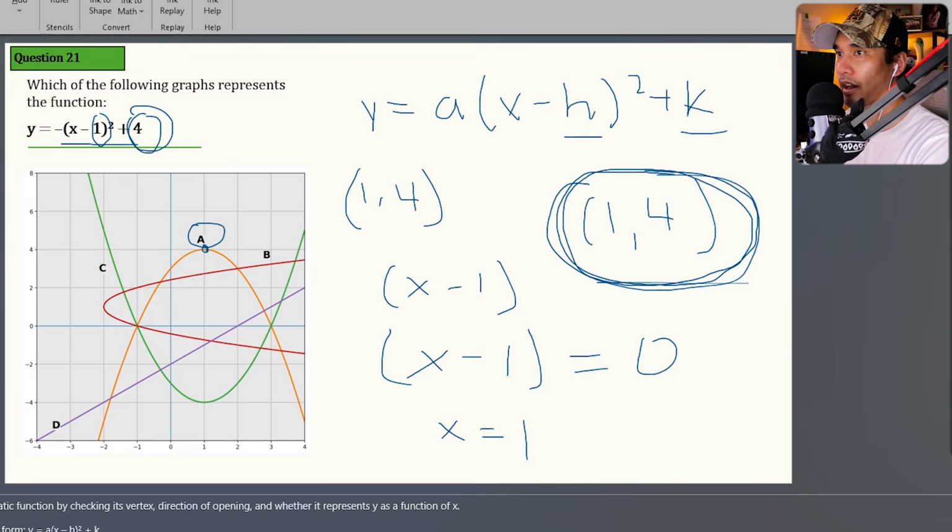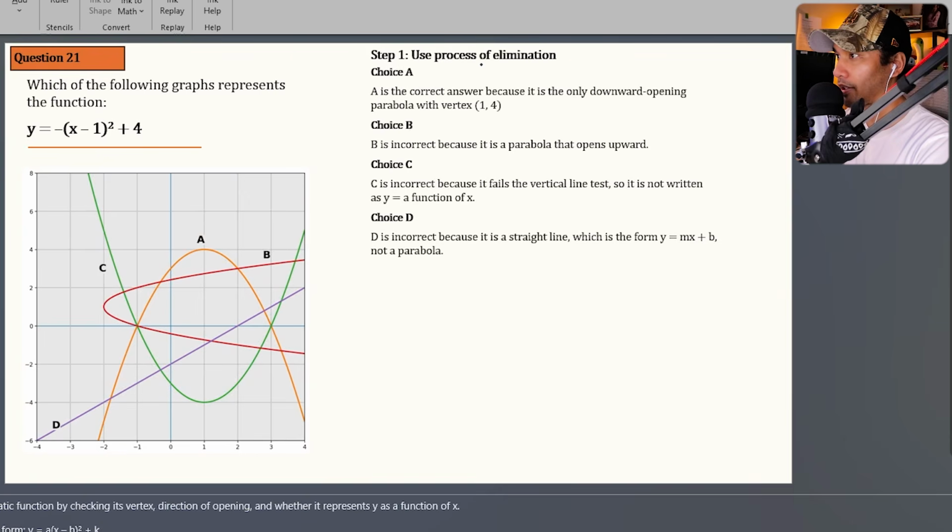That is how you figure out question 21. So use process of elimination. A is the correct answer because it is the only downward opening parabola with vertex 1, 4. B is incorrect because it is a parabola that opens upwards. C is incorrect because it fails the vertical line test, so it is not written as y equals a function of x. And choice D is incorrect because it is a straight line written in y equals mx plus b, and it's not a parabola.